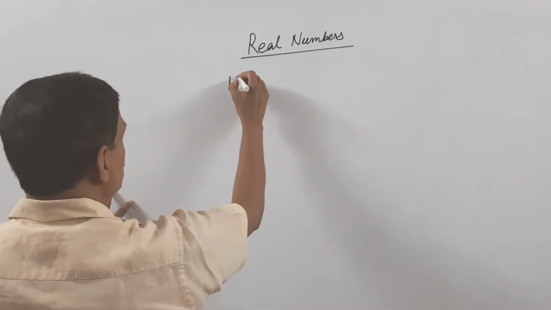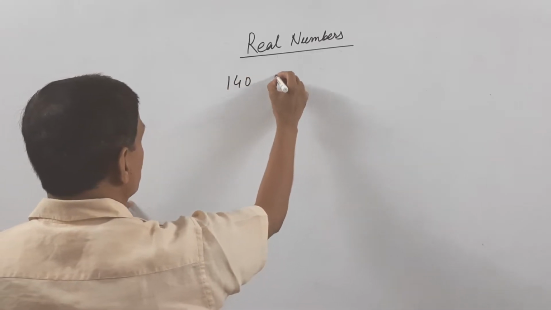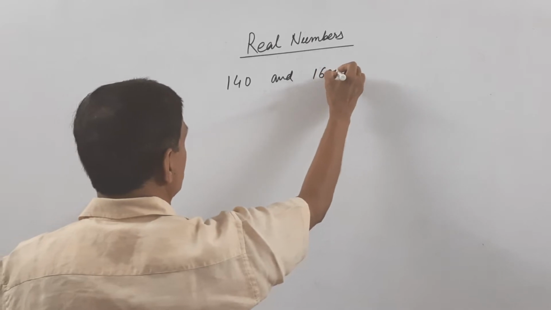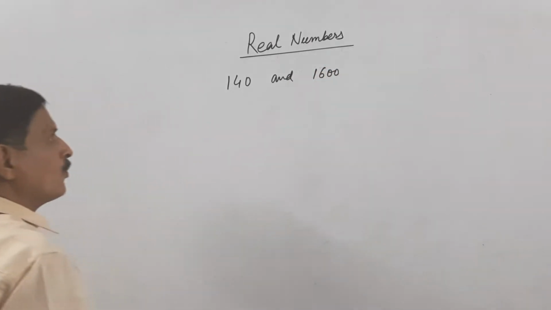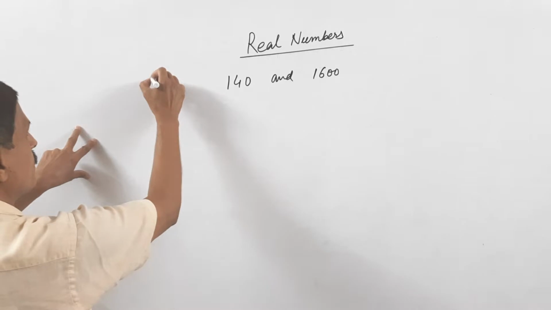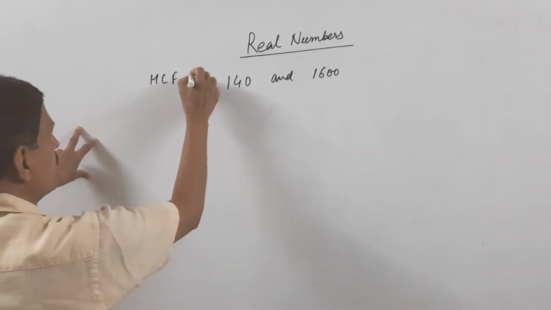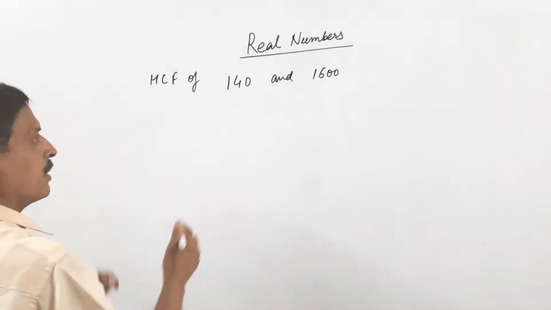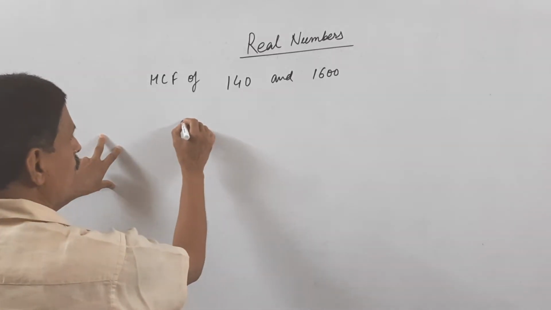one is 140 and the other is 1600. We have to find the HCF of these two numbers. We find the prime factors of these numbers.